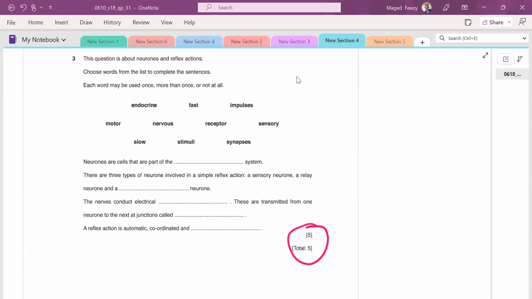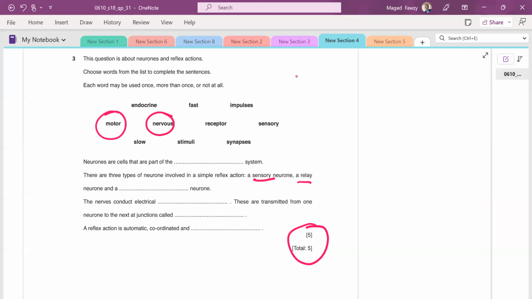Neurons are cells that are part of the what system? In neurons department, what system? Nervous system. Nervous system, perfect. So this is the first word. There are three types of neurons, and you have sensory neuron and relay neuron written in front of you. What is the third type? Motor neuron. Motor neuron, perfect. This is the second word.